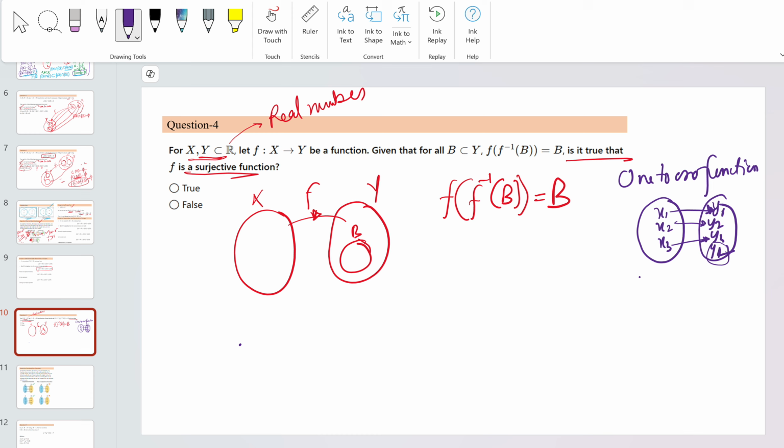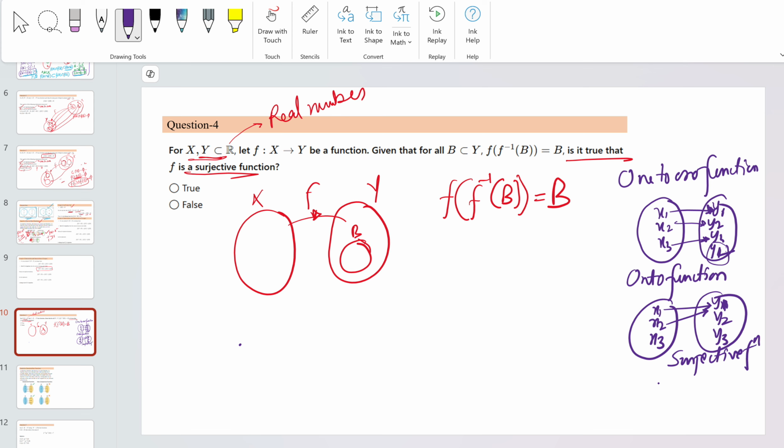Similarly, when you see an onto function, suppose x1, x2, x3 are there, and here y1, y2, y3 are there, and two elements can have a single output, okay. It means that y1 has two pre-images in x, that is x1 and x2.